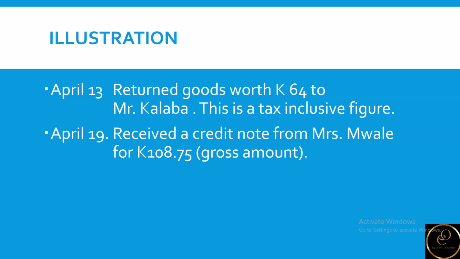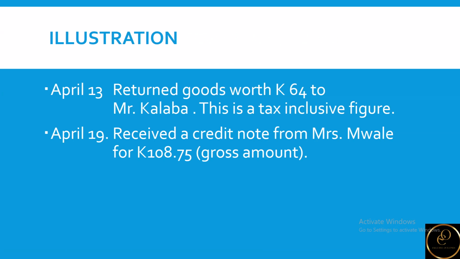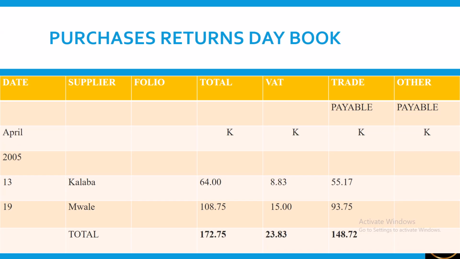Let's see how this is handled in the books of original entry. As you can see, we have the columns: date, supplier, folio, total, VAT, trade payables, and other payables. So for Mr. Kalaba, we have 64 kwacha, which is tax inclusive, VAT inclusive. So to obtain the VAT amount, we use the VAT fraction as I earlier explained.